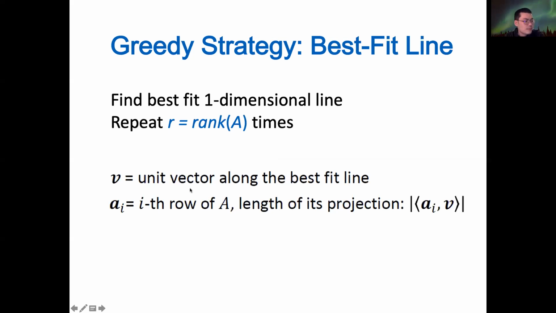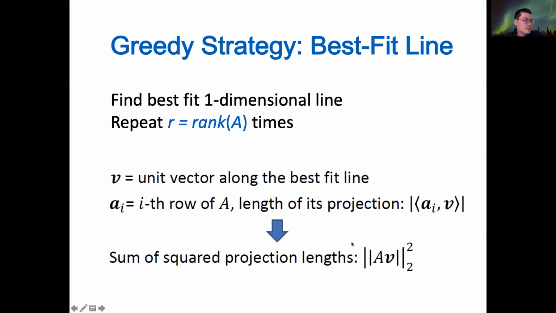Let's assume that V is a unit vector along the best fitting line. So we want to find this basis, first V. If you have a row of your data table, Ai, the length of the projection is the inner product, which we already told you. This is the coordinate along this line. And now, what is the sum of squared projections? This is our question. If you look at the previous slide, I think we have a slide on that. Let me find it.